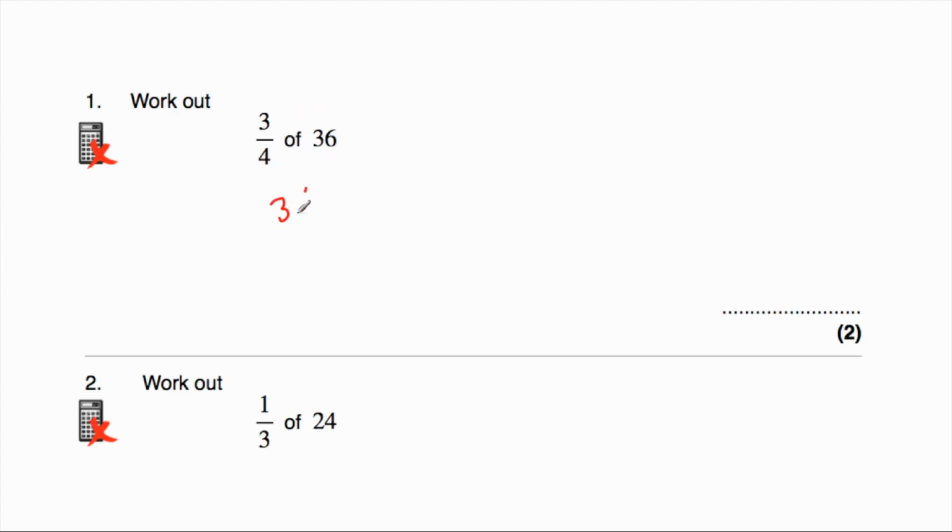So we're going to take our 36 and divide it by 4, and 36 divided by 4 is 9 because 4 times 9 is 36. So we've divided by the bottom, so a quarter of 36 is 9. Now we're going to times by the top. So we're going to do 9 times 3, and 9 times 3 is 27. So that means that 3/4 of 36 is 27. So our answer is 27.